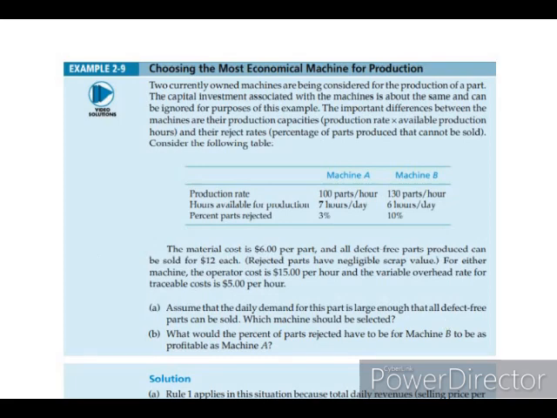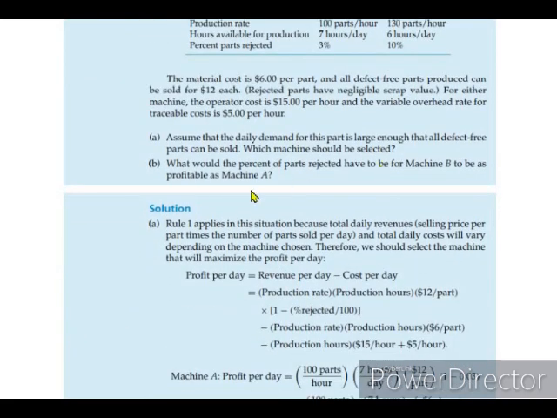So these are the questions we are going to answer. Letter A. Assume that the daily demand for this part is large enough that all defect-free parts can be sold. Which machine should be selected? For letter A, we will consider rule 1. It applies in this situation because total daily revenues, or the selling price per part times the number of parts sold per day, and total daily cost will vary depending on the machine chosen, because they have different capacities. Therefore, we should select the machine that will maximize the profit per day.